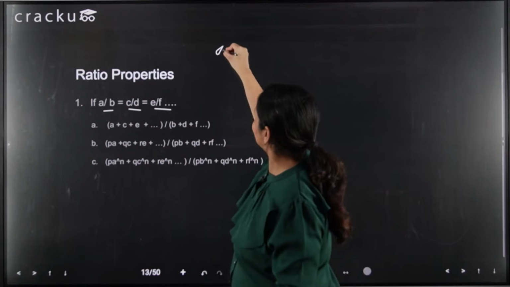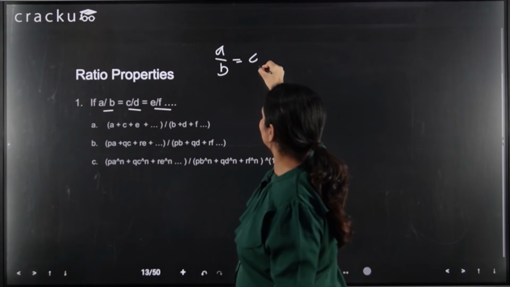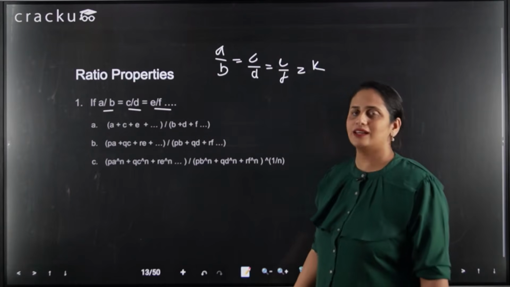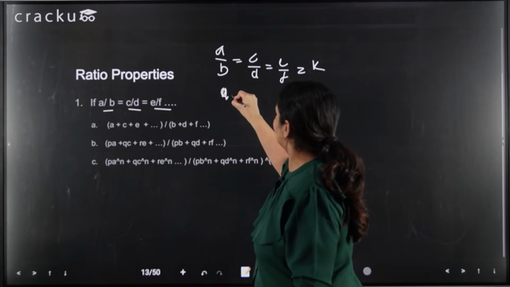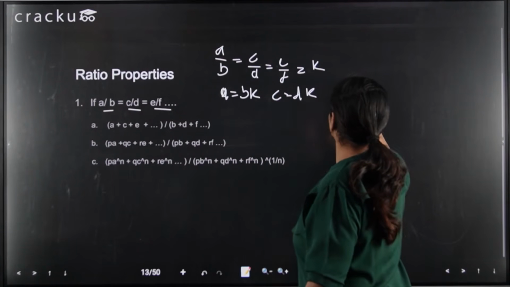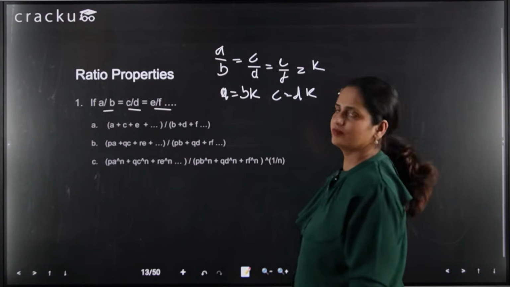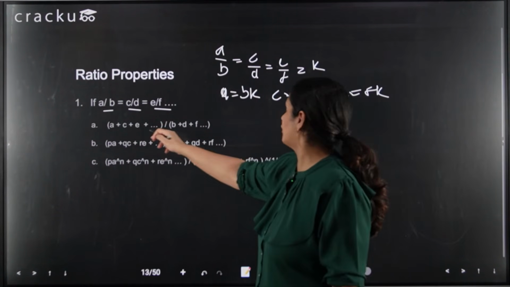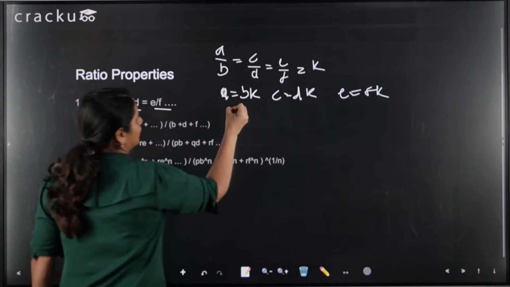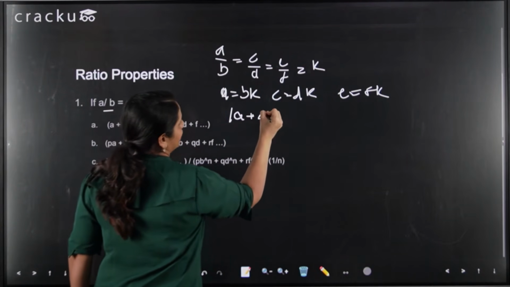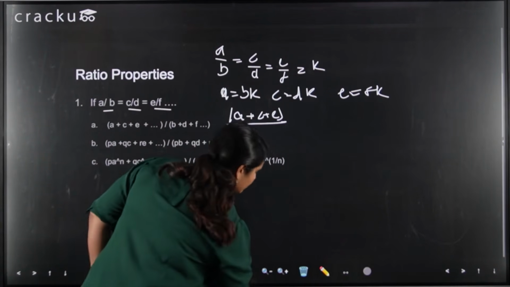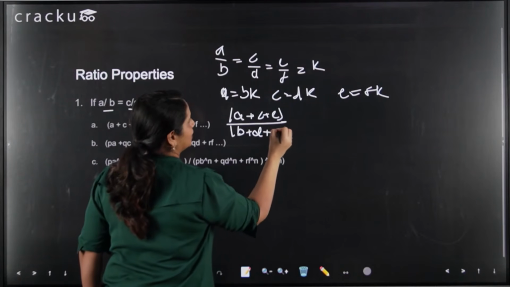How is that? See, say that A by B is equal to C by D is equal to E by F, and say this is equal to K. So you can say that A is BK, C is DK, E is F times K. If I am taking the sum of A, C, E, I will say this is A plus C plus E, divided by B plus D plus F.